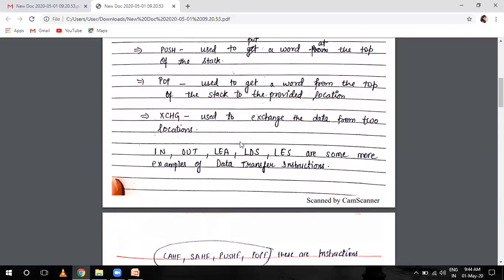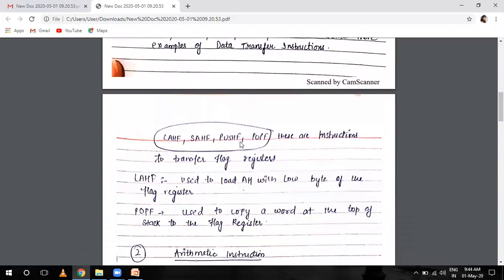Now, these are more instructions to transfer the flag register: LAHF and SAHF. LAHF loads the AH register with the lower byte of the flags. F stands for flag, AH stands for the AH register, and L stands for load. Similarly, in SAHF, S stands for store, F stands for flag, and AH stands for the AH register.